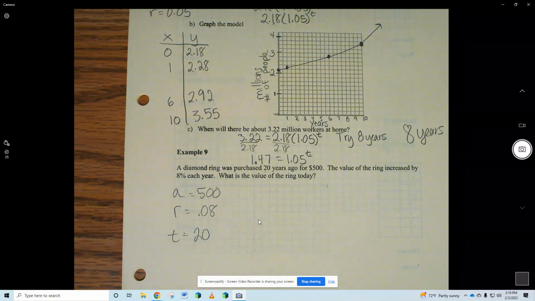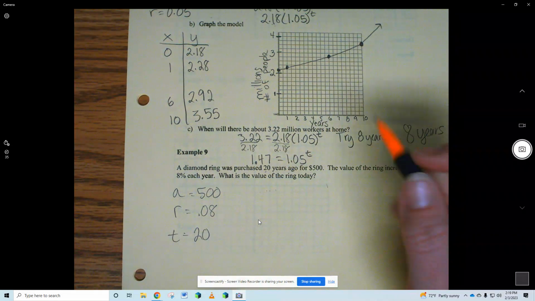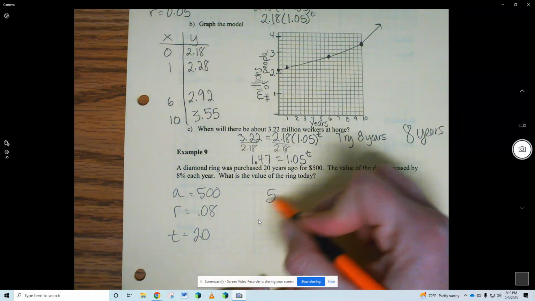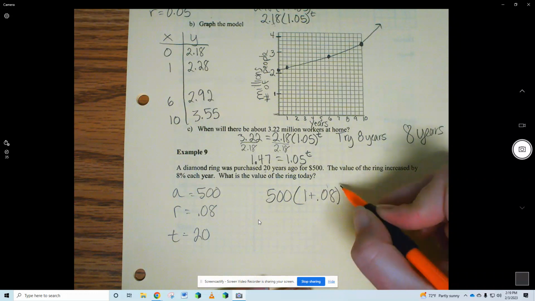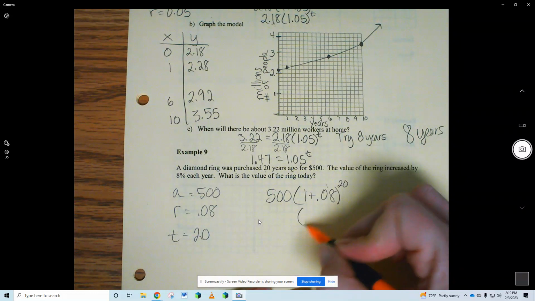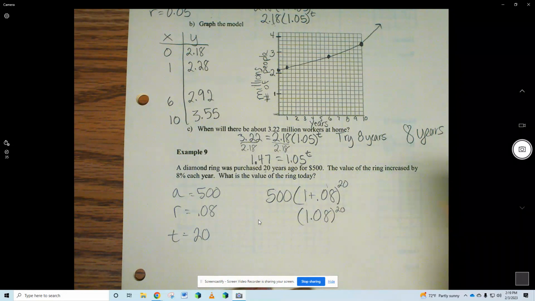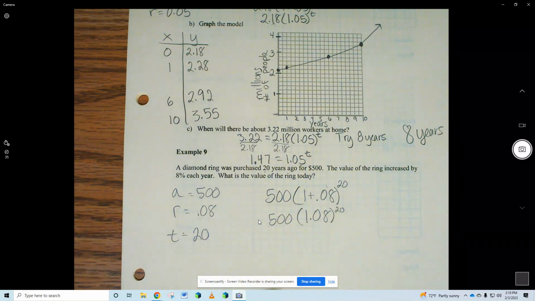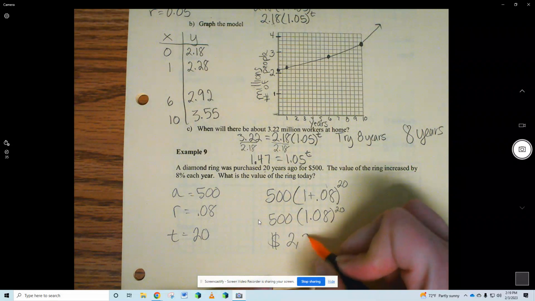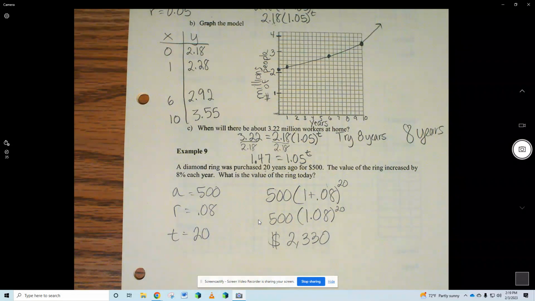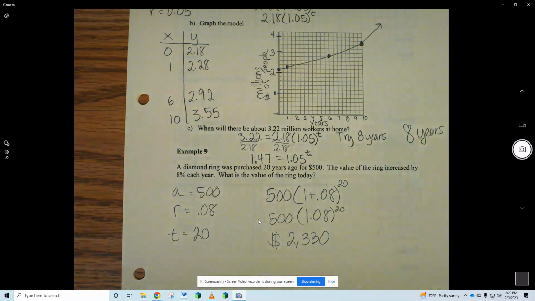Okay, ready? What was the equation that you wrote? Somebody tell me the formatting of it. 1 plus 0.08. Okay, good. I need to make this just 1.08. Did you get $2,330 approximately? Yeah. Okay, good. And that is true. Like diamonds do increase in value. So you guys know for your life.